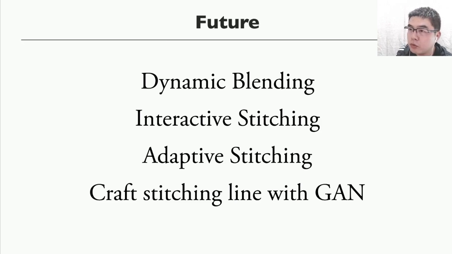For the future, you know we have spent quite a while on correcting the stitching line, but computer algorithms could evolve dramatically in the future to take full advantage of the material themselves to make photographers' post-processing more efficient, right? Such as we can apply dynamic blending, interactive stitching, adaptive stitching, or even crafted stitching with a generative adversarial network. That is the latest result of artificial intelligence, right?